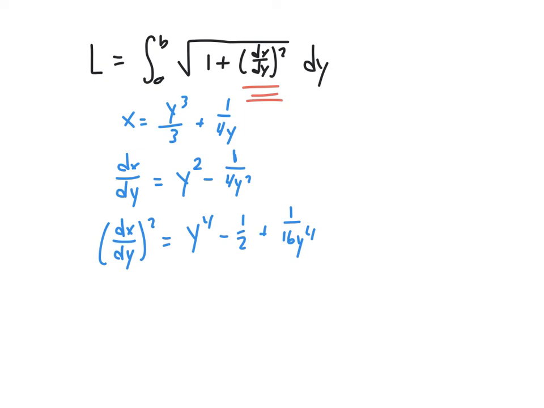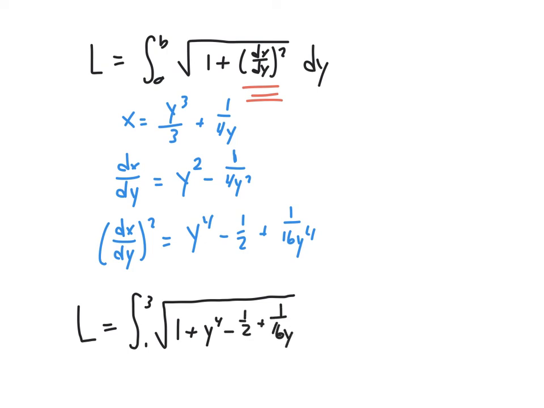So now let's go ahead and write out what L equals. And remember we're computing the length from 1 to 3, so I'll go ahead and plug those numbers in. L equals the integral from 1 to 3, square root of 1 plus our squared derivative, which is y to the 4th minus 1/2 plus 1 over 16y to the 4th. And then I've got my dy here on the end.